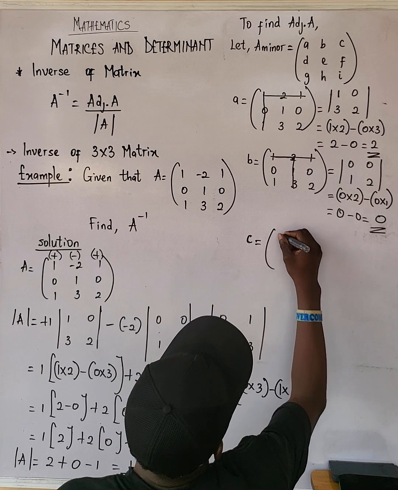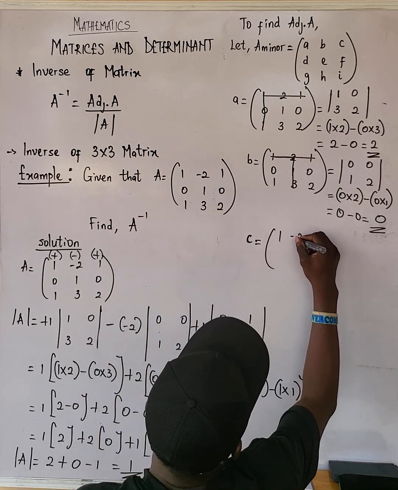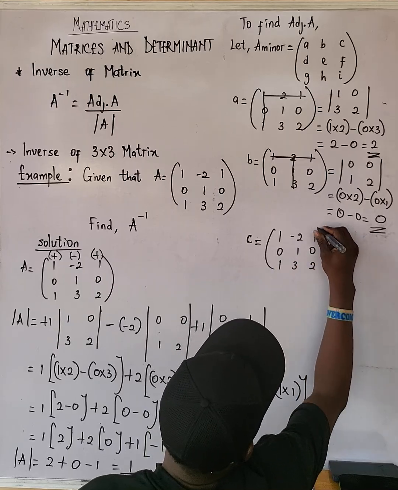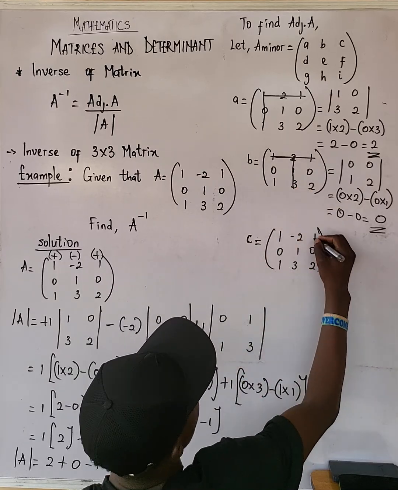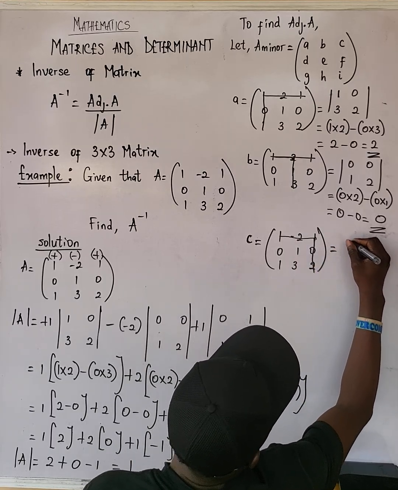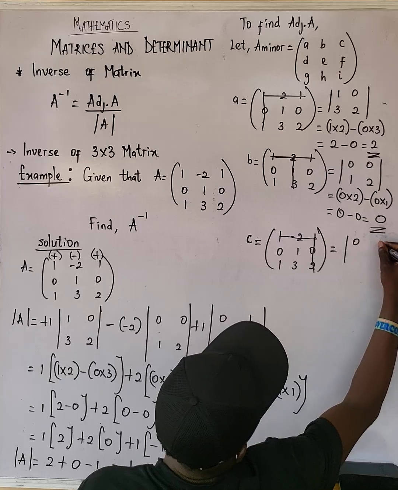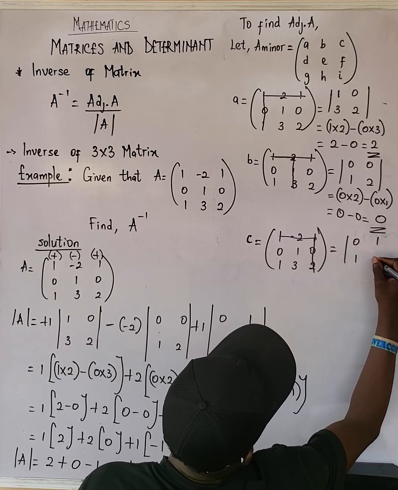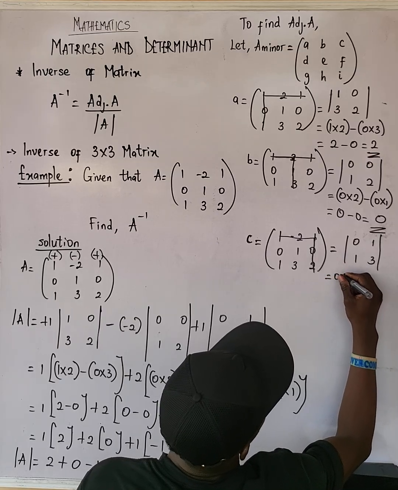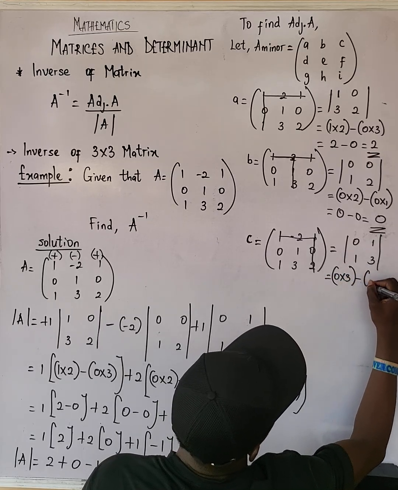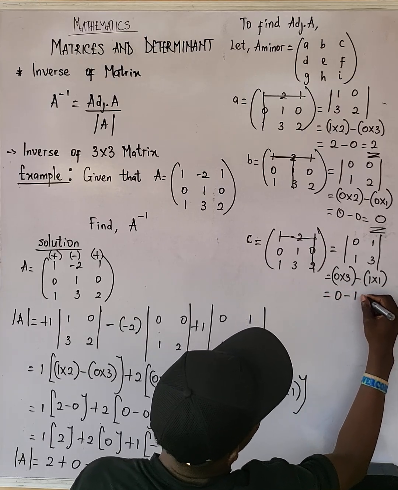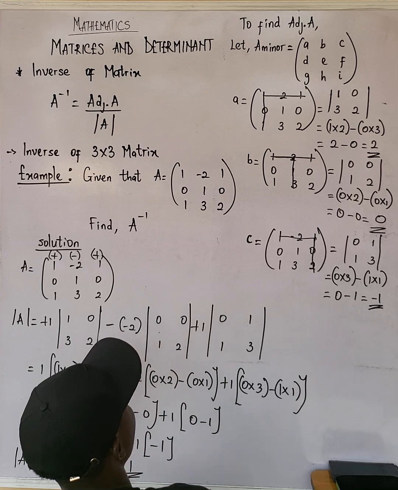So let's go for C. You write the matrix question again. 1, minus 2, 1, 0, 1, 0, 1, 3, 2. C is on which position? This. Cancel the row, cancel the column. So what are we left with? We are left with 0, 1, 1, 3. So that will give us 0 multiplied by 3 minus 1 multiplied by 1. That will give us 0 minus 1, which will be minus 1. So this is for C.